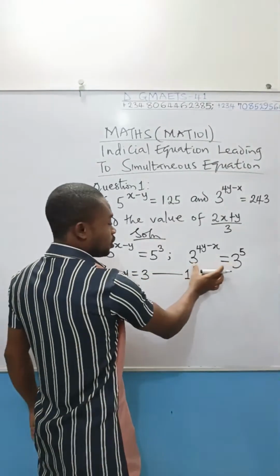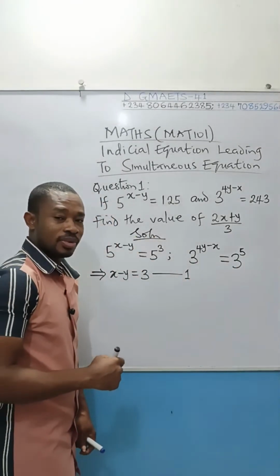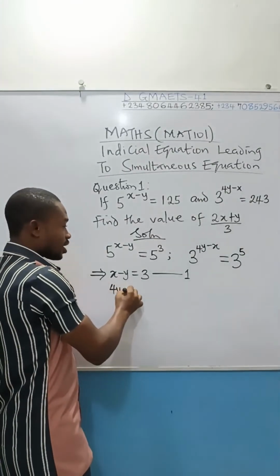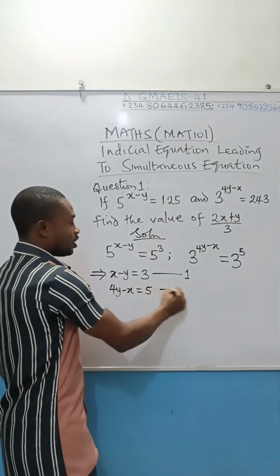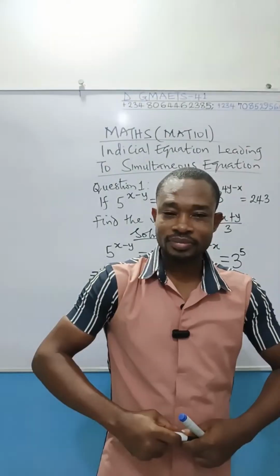Come to this term also, the bases are the same, so automatically the exponents must also be the same. So pick the exponent, 4y minus x is equal to 5. This becomes equation 2. Proper simultaneous equation for you to solve.